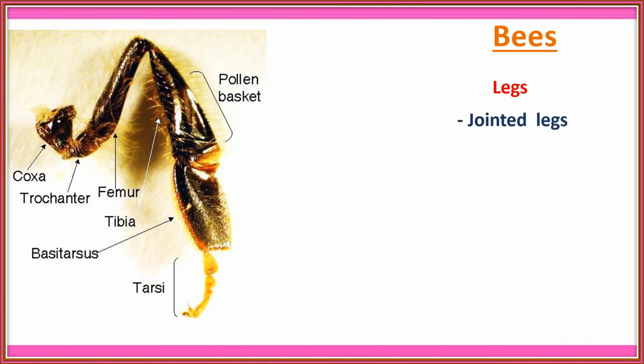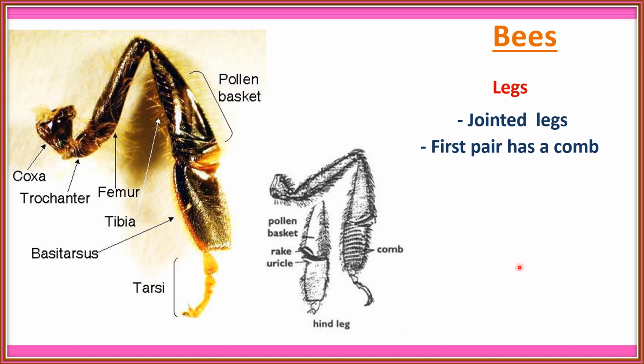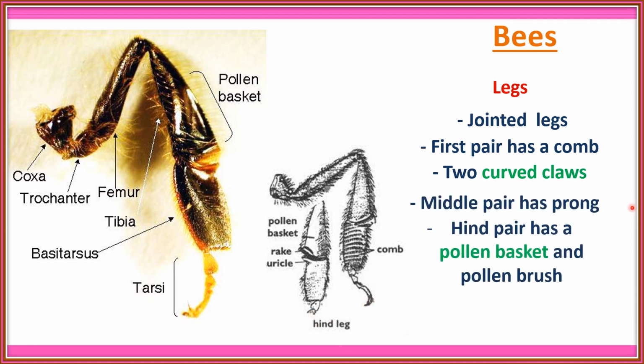The legs are jointed legs. The first pair has a comb, and this is the comb which we are talking about. On here we have the comb. It has two curved claws at the end. The middle pair has a prong. The hind pair has pollen sac and pollen brush.